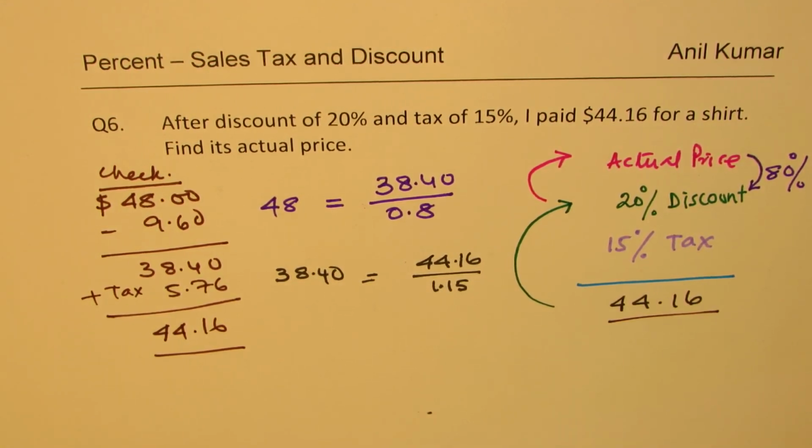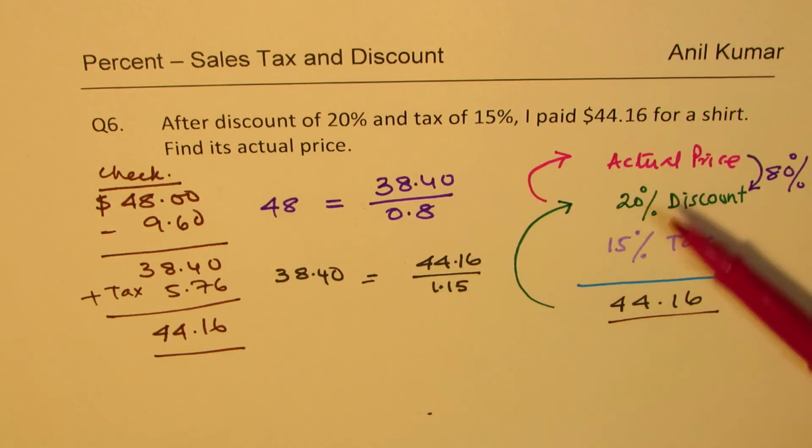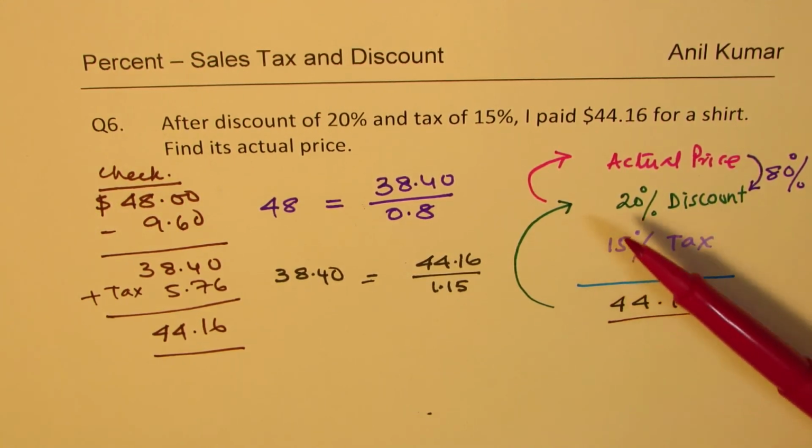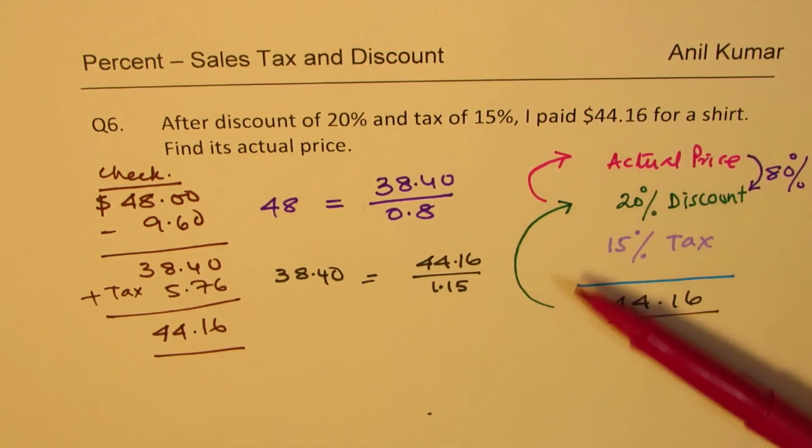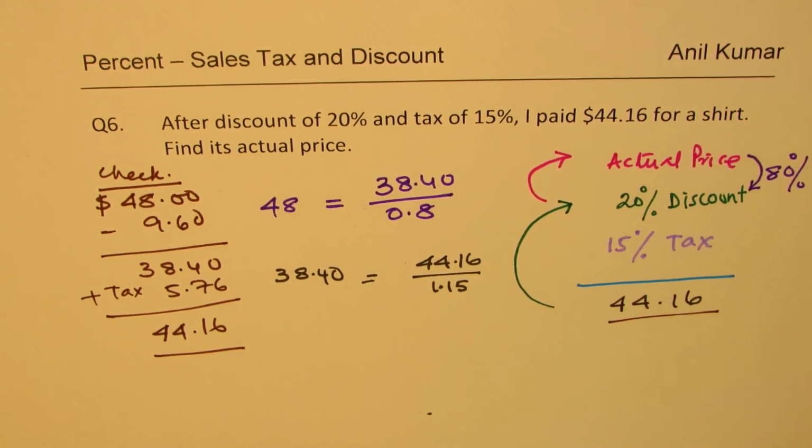So I hope by the end of this video, you have understood all the concepts, how we can quickly go from the actual price to a discounted price, then to a taxed price, and then also see it backwards. So this particular concept of, 15% adding means 1.15, 20% discount means paying only 80%, helps to go back and forth and find the right values. So that was the key in this particular video.